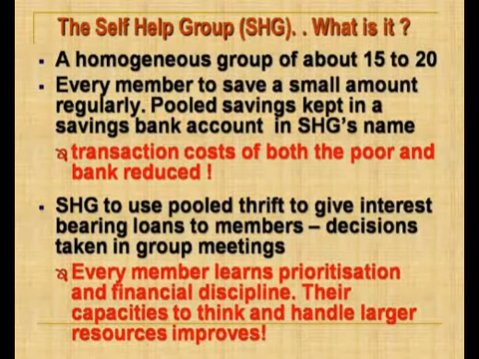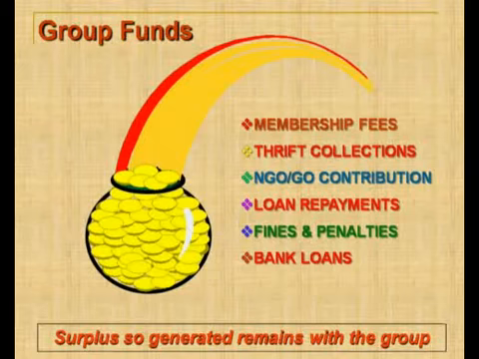Now what does it do? It helps in adequate and sustained access to financial services. So we are able to see how this SHG approach helps the bankers as well as the poor. Now this group fund, which is collected through membership fee, through thrift collection, through NGOs or government organizations contribution, through loan repayments, through fines and penalties which are imposed by the members themselves, and also bank loan, is utilized in the form of internal lending and also developing the micro enterprises.